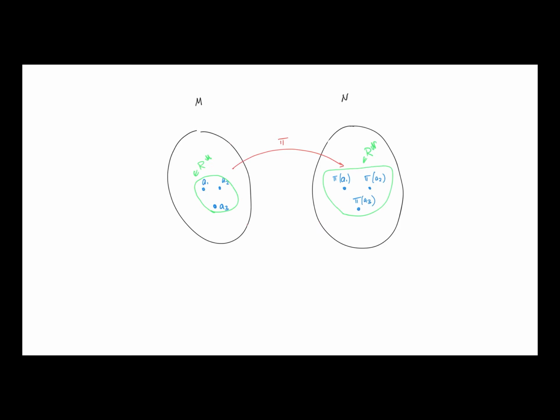Finally, for relation symbols, let's say we have a ternary relation here, interpreted in M. Whenever I have three elements for which this relation holds in M, then that happens if and only if the relation in N holds for their images.